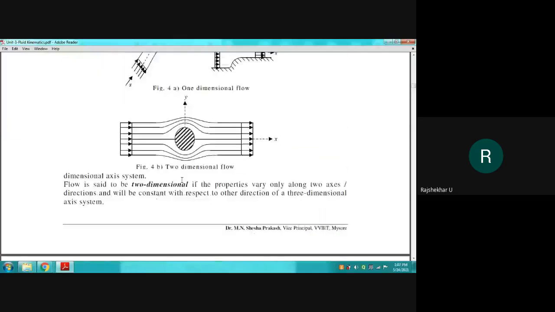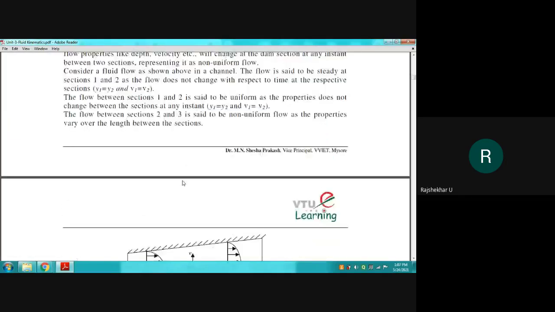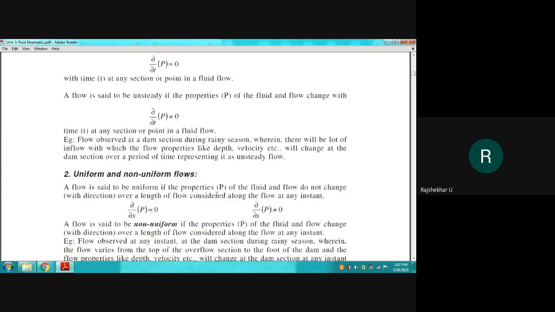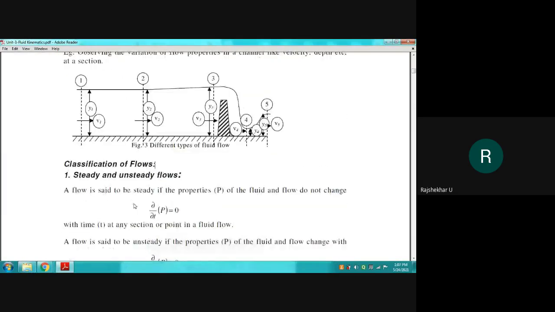In the examination, they will ask you to differentiate between steady and unsteady flow, or uniform and non-uniform flow. Or in the exam, it will be asked to write down about different types of flows. Explain in brief. So I have to list the types of flows and explain them one by one.